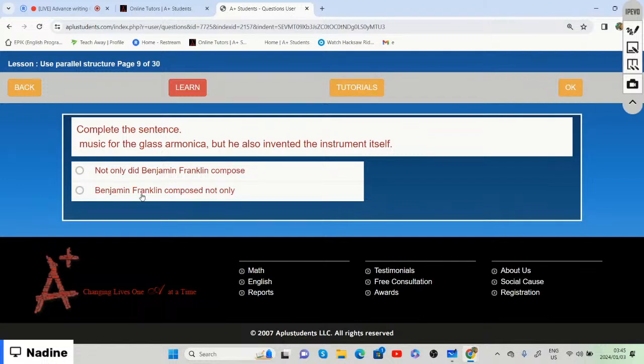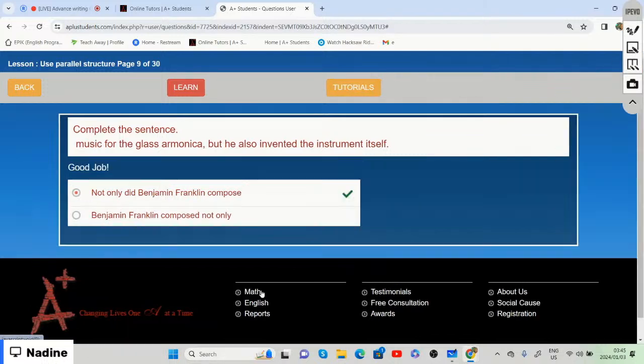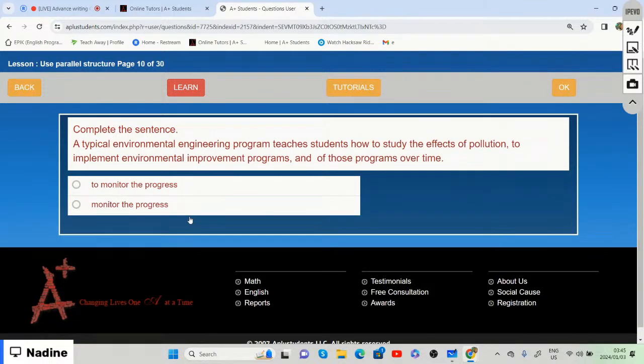All right, so we can say not only did Benjamin Franklin compose music for the glass harmonica, but he also invented the instrument itself. And with parallel structures, it can be very tricky.